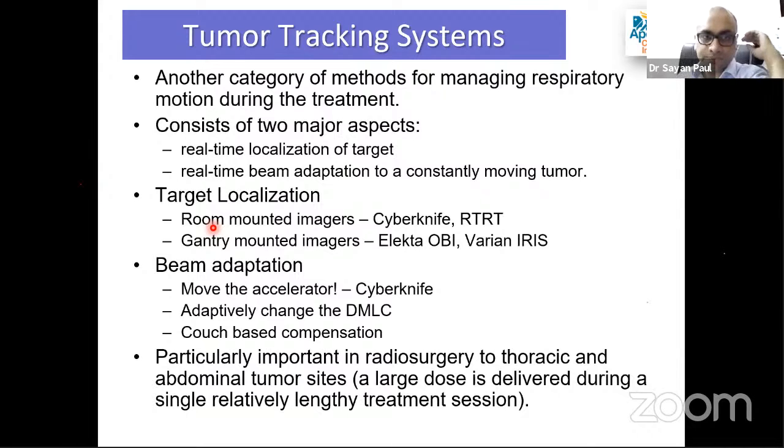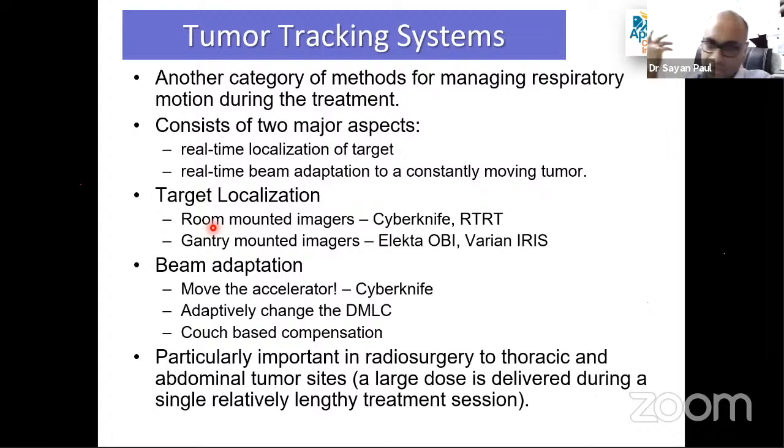So what is that? It consists of two major aspects: real-time localization of the target and real-time beam adaptation to a constantly moving target. So you localize the target during the treatment. It can be a room-mounted imager like Cyberknife or Mitsubishi RTRT system, or a gantry-mounted imager like Elekta OBI or Varian IRIS, and you can adapt the beam.